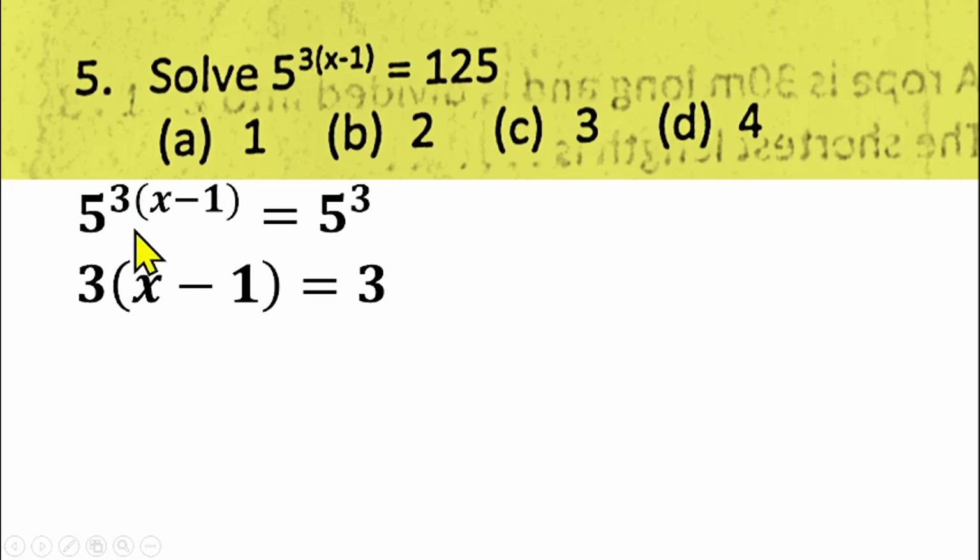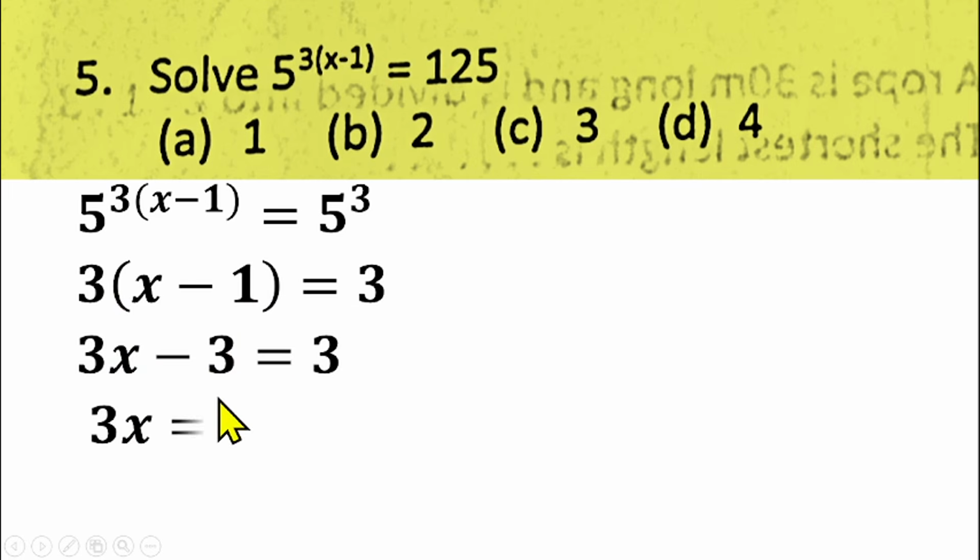That should give us 3s minus 1. Or you can first of all cancel out the base. If you cancel out the base, you'll be having 3 into s minus 1 equals 3. You can divide both sides by 3, or you open the bracket. So if you open the bracket, you'll be having 3s minus 3 equals 3. Collect the like terms. You have 3s equals 6. Then divide both sides by 3, s will be equal to 2, which makes option B the right answer for question number 5.